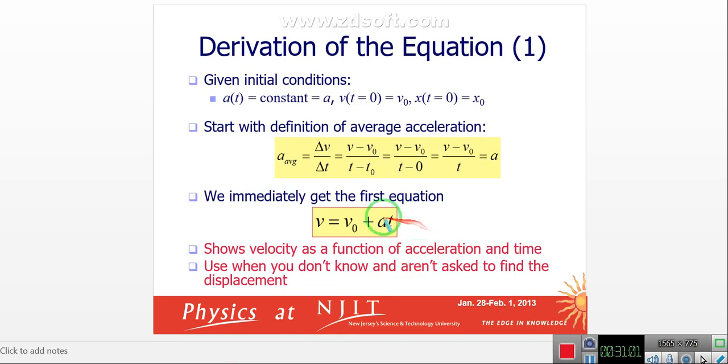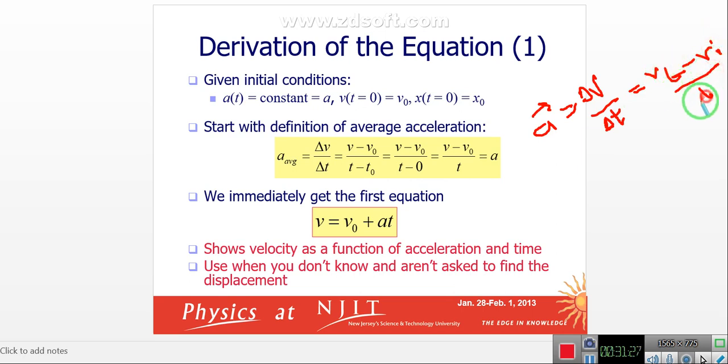So the proof of the first equation of motion. What does it mean? That initially acceleration is constant. So we know about acceleration, acceleration is del v by del t. So how can we now prove the equation of motion? So del v means vf minus vi, vf minus vi divided by t.